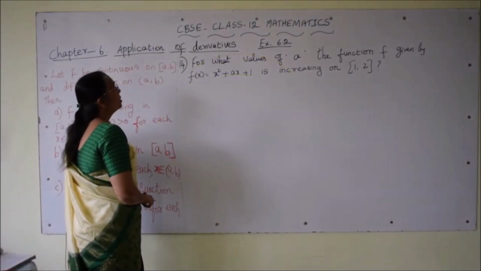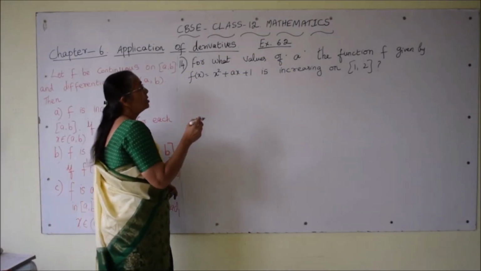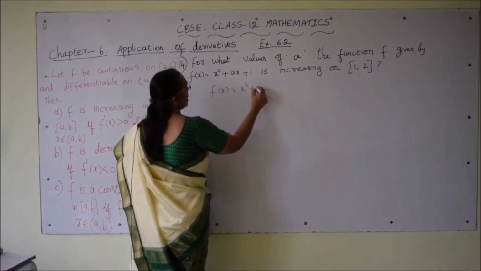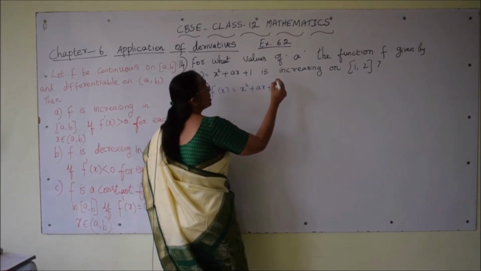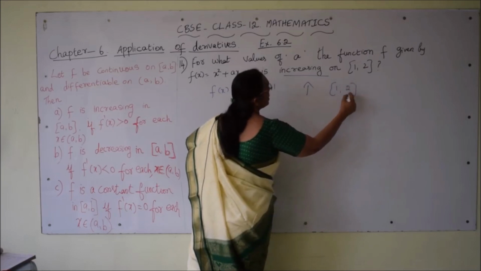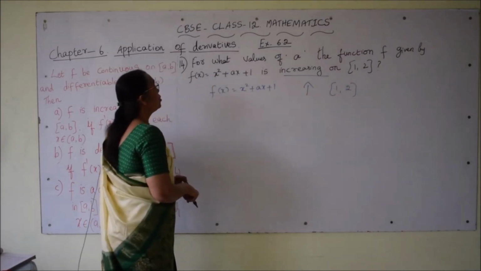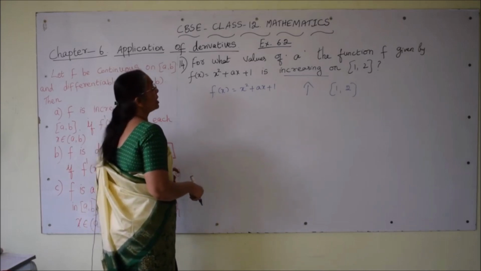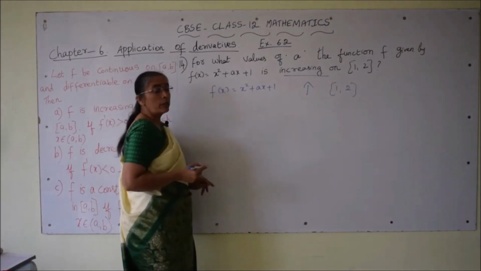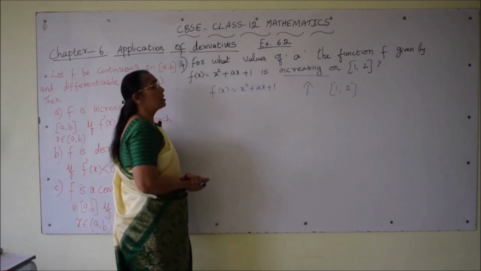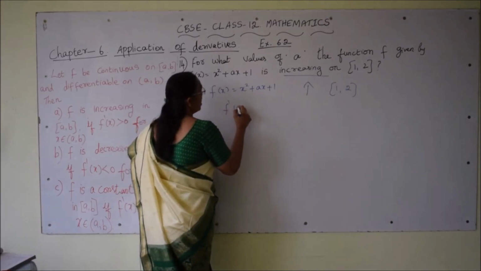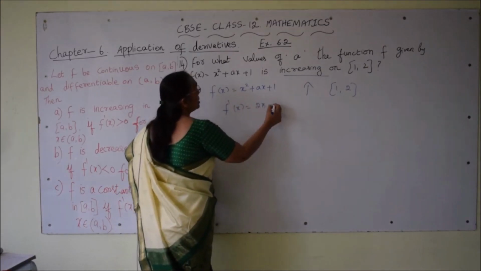Problem number 14. For what values of a is the function given by f of x equals x square plus ax plus 1 increasing on the interval 1 comma 2? So, in this closed interval, for what values of a is the function increasing? We will find out f dash of x and see for what values of a it is positive. So, f dash of x is nothing but 2x plus a.